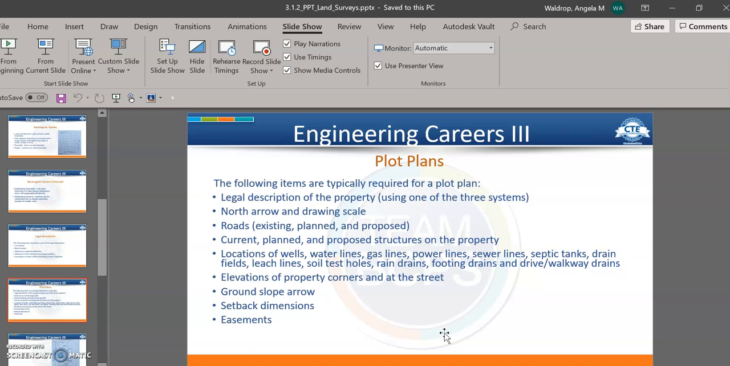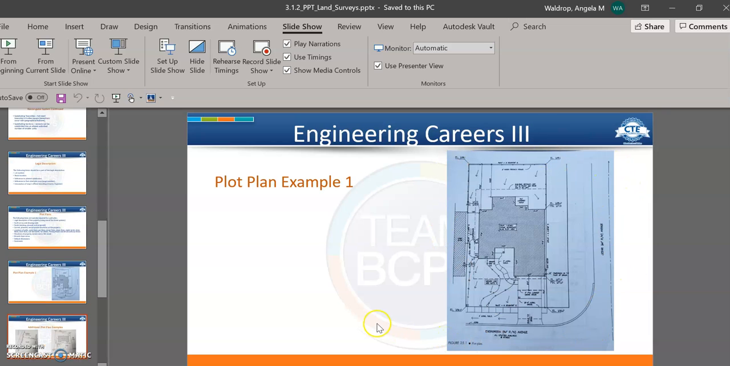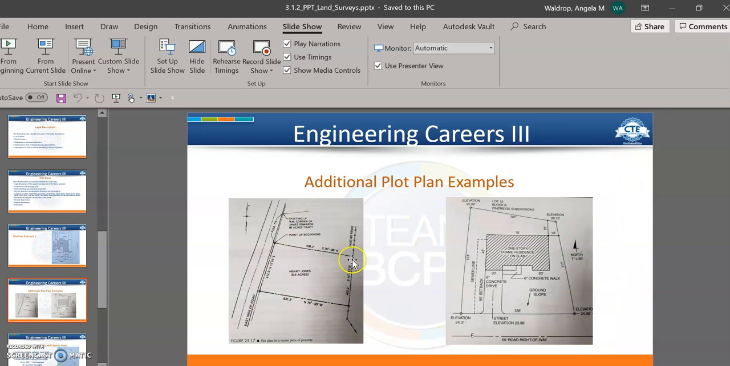The next few slides will show some examples of plot plans. You can see there's the plot plan, there's the road. There's a couple of plot plans here with the property lines noted. And here's a plot plan with a home noted.